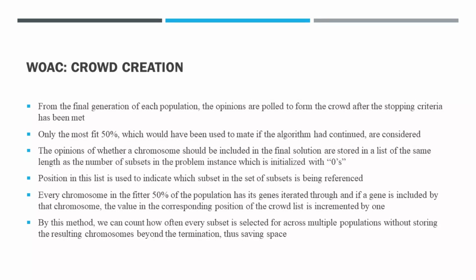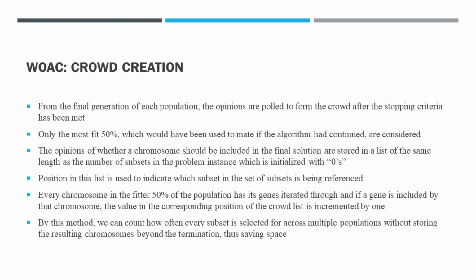For the wisdom of artificial crowds enhanced algorithm, we then continue on to the crowd creation process. So from the final generation of each population that was run, the opinions are polled to form the crowd after the stopping criteria has been met. And only the most fit 50% of the population, which would have been used to mate if the algorithm had continued, are considered as candidates for the crowd.